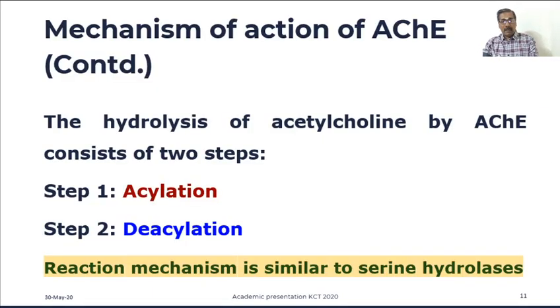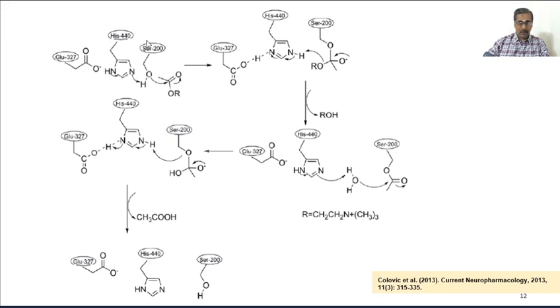Already I have discussed the mechanism of action of ACE, so I am not going to go into much more detail about this. I'll give a prelude. There will be two steps: acylation and deacylation. The reaction mechanism is almost similar to chymotrypsin or any other serine hydrolase or serine protease. So this is the overall mechanism. This is the first stage, creation of the tetrahedral intermediate on the oxyanion hole, where alcohol will be released. In the second stage, your acid moiety will be released and the enzyme will be regenerated.